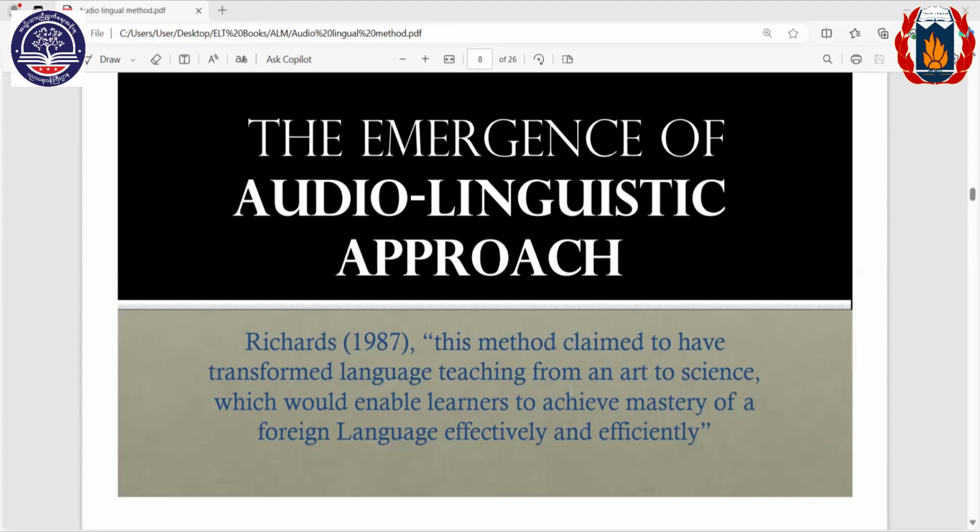So for this concept, what comes to your mind from art to science? What are the characteristics of art? What are the characteristics of science? This is a kind of changing, right? Using the audio lingual approach is kind of changing language teaching from an art to science.